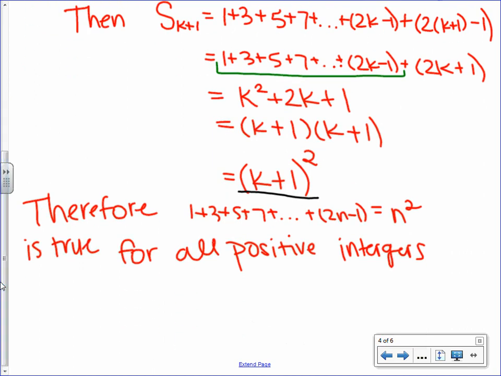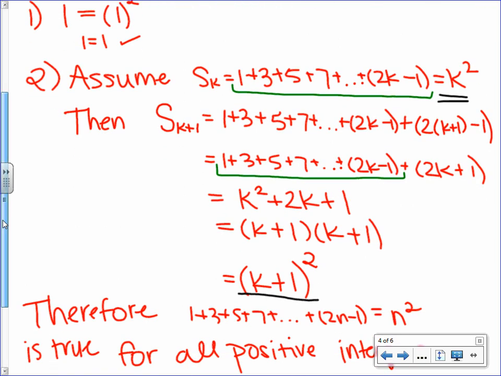Questions? What they're saying is, from k squared it gets there. Which k squared? This one right here? Okay. Well, do you see how I have this green underline? We assumed up here that 1 plus 3 plus 5 plus 7 all the way until 2k minus 1 equals k squared. So we just replaced it. And that's the point of doing this, so we can replace that. That will happen every time. Yeah, 2k plus 1. Okay.